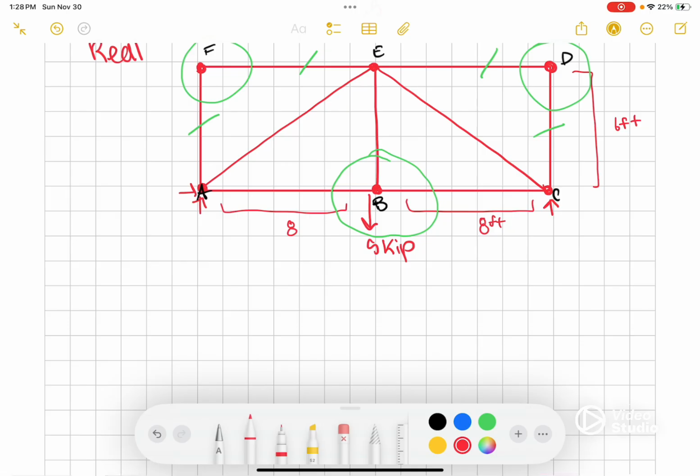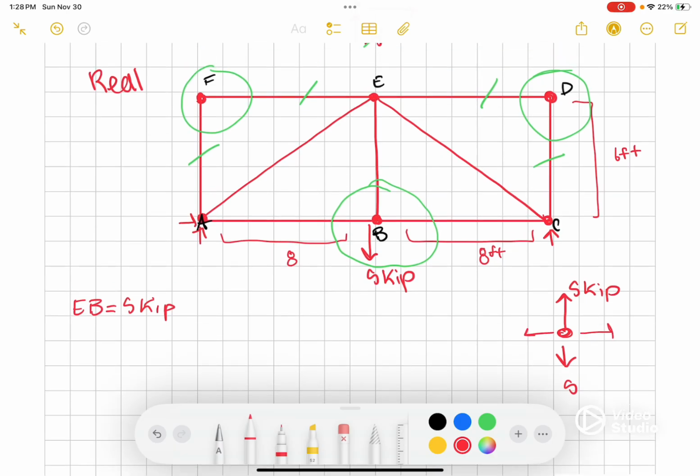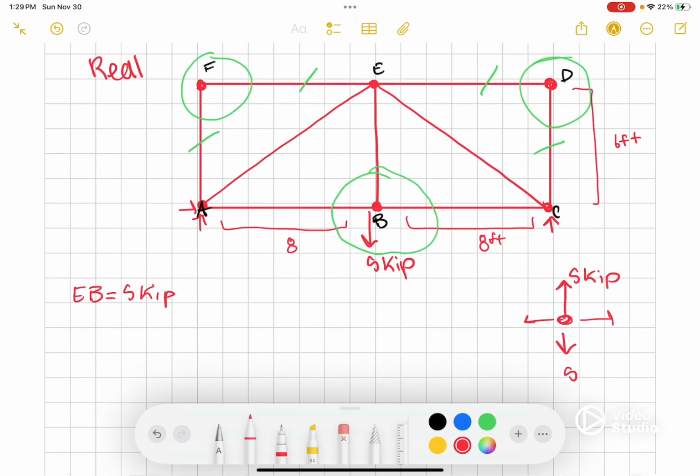So when we have B with a downwards force of 5, we know that the upwards one has to be 5 kips as well. So we can tell right away that EB is going to equal 5 kip in tension. Now that we know EB, we could solve for our reactions at A and C, or we could solve at joint E. Let's do it a little differently this time. Let's just solve at joint E and skip solving for the reactions.